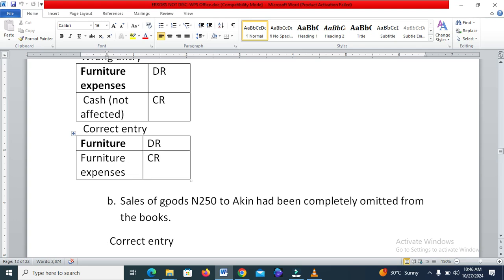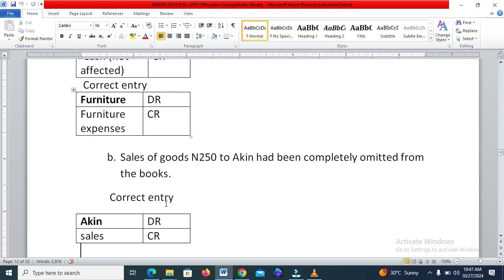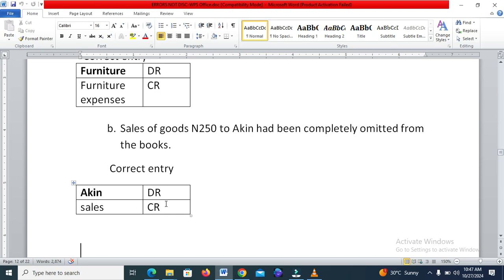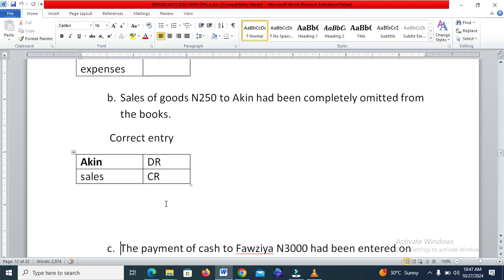So when you see an error of omission, all you need to do is just to record it the way it should have been recorded. Sales of goods 250 naira to Akin. All you need to do is just to correct it. You debit Akin's account and credit the sales account. So you just record it in the way it should have been recorded.